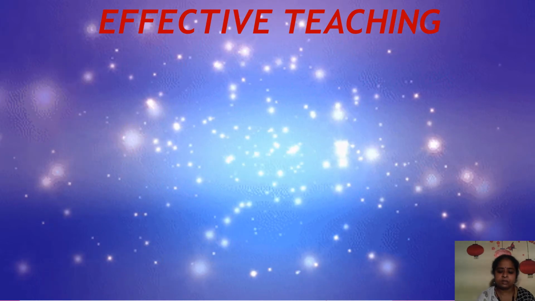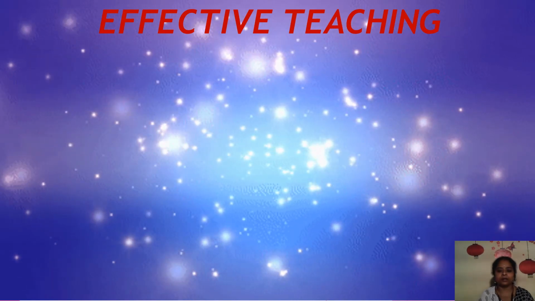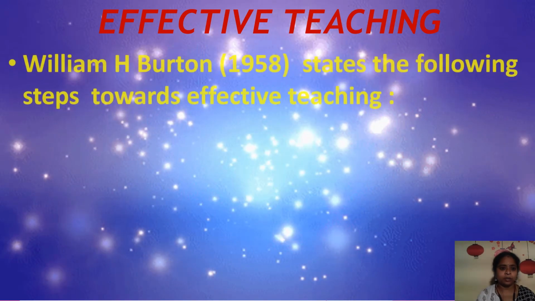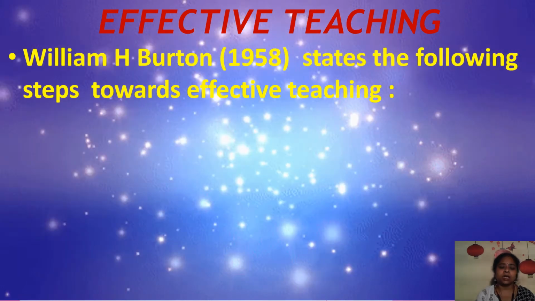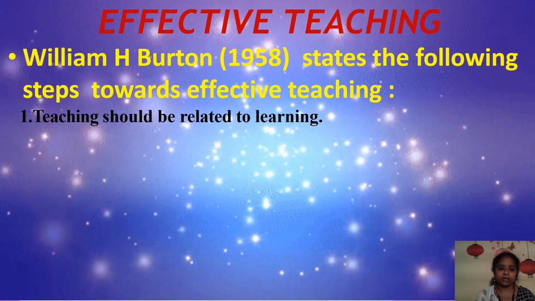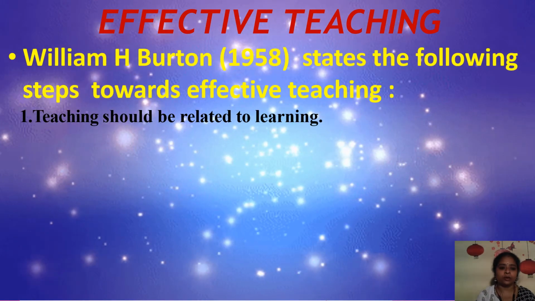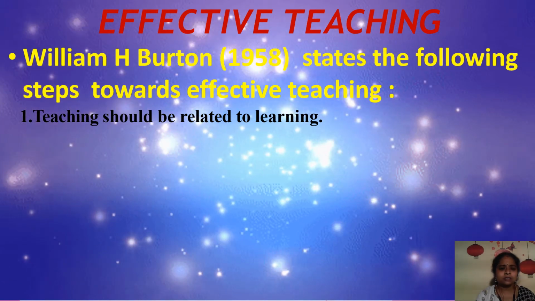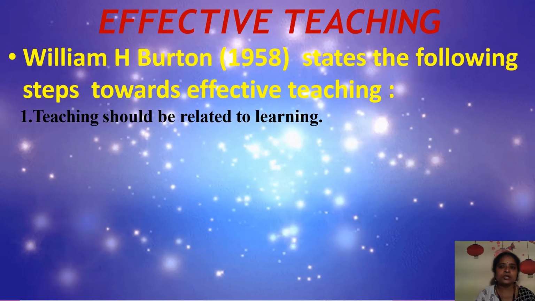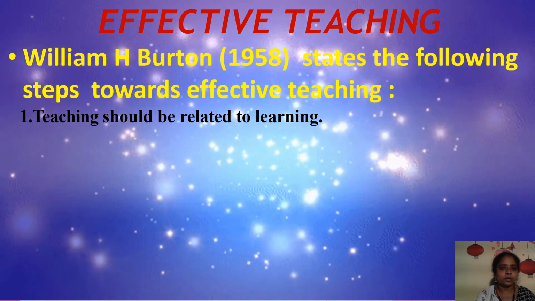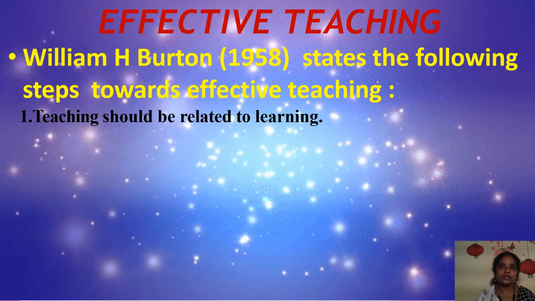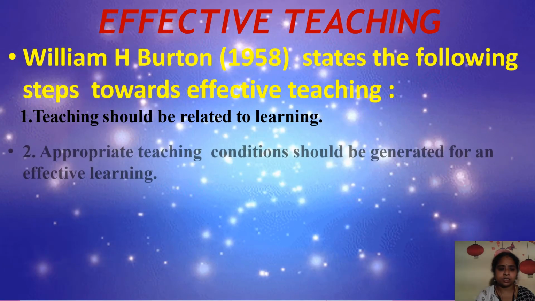What is effective teaching? A teacher needs to be effective in order to develop an effective student. William H. Burton, 1958, states the following steps towards effective teaching. Let us see them. Teaching should be related to learning. What is the meaning of the sentence? Teaching should be related to learning. A teacher needs to take up a component that she expects the learner to learn. It should never deviate away from the content.